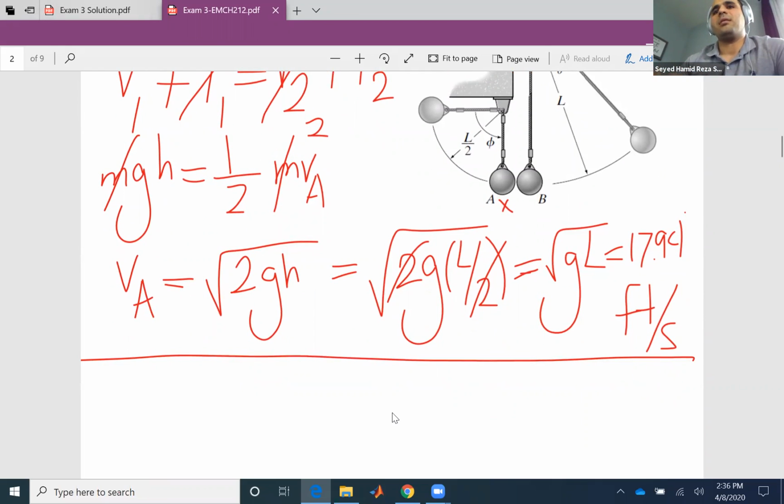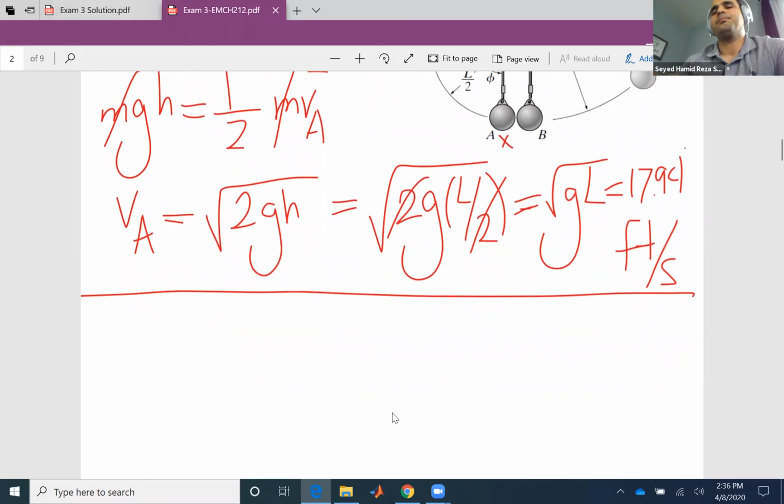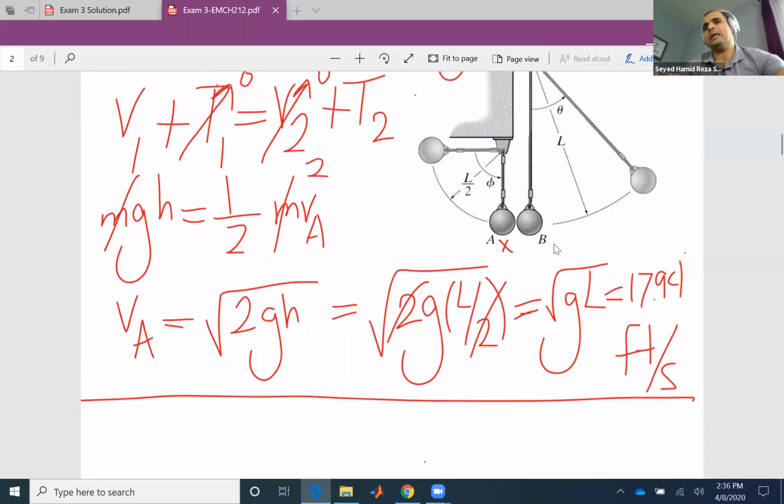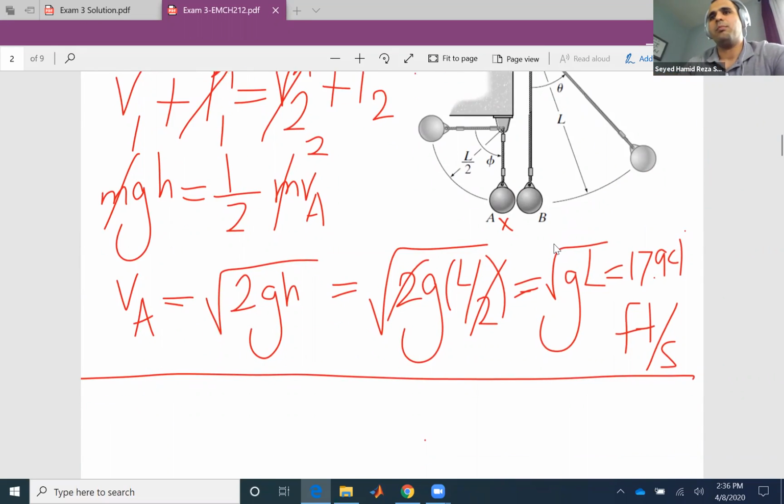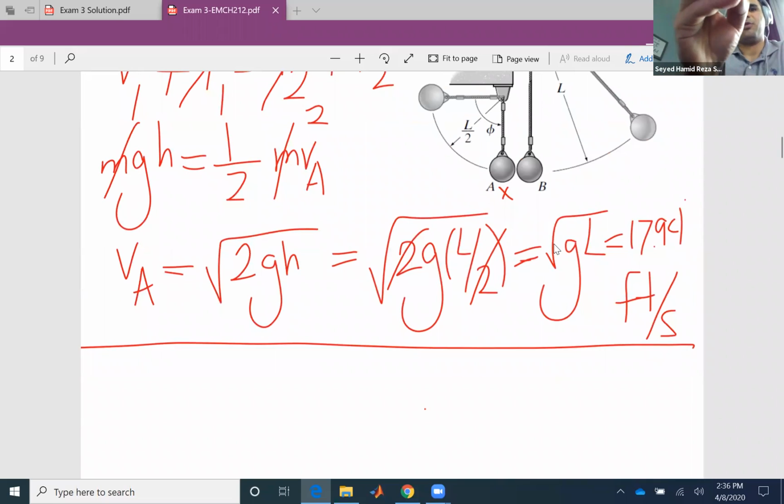So what would be the next step? I see some of you are asking, could we use the coefficient of restitution to solve for VB? Sure, we have to use coefficient of restitution, but that's not the only parameter that we have to use. We have an impact problem here. From here is an impact problem.